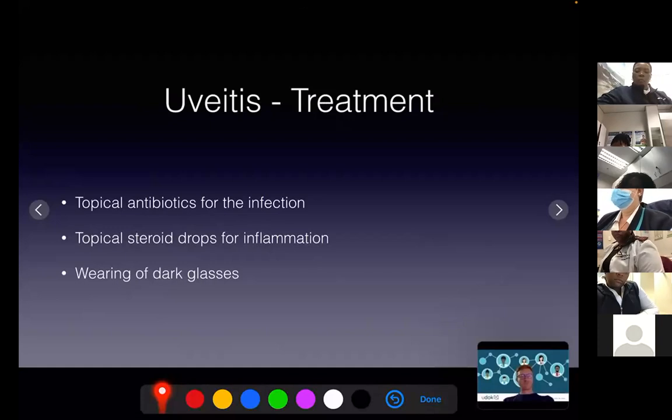Now, the caveat to using steroid therapy is that we can't use it for too long because it actually starts to thin out the cornea itself, which obviously we don't want as well. And then to keep the patient nice and comfy, the wearing of dark glasses there.